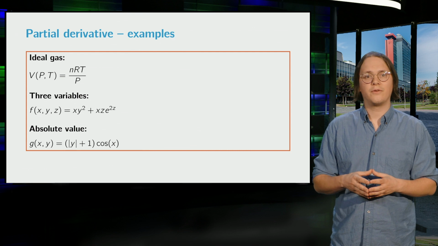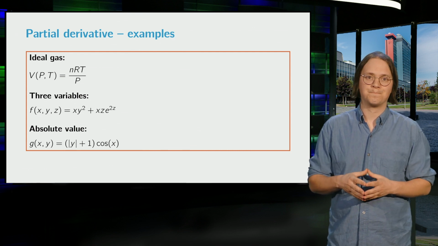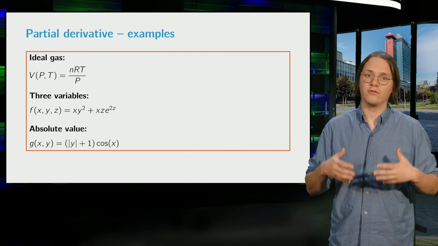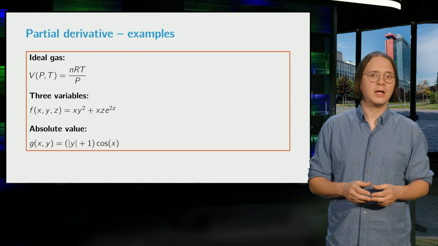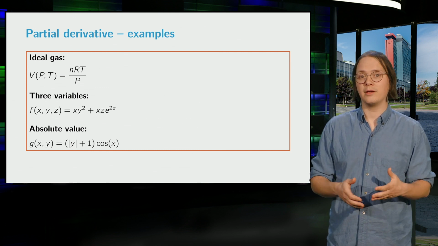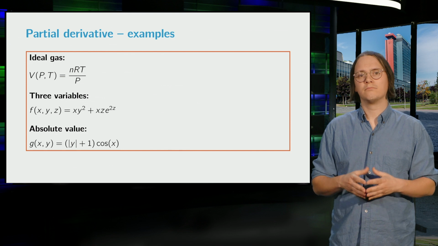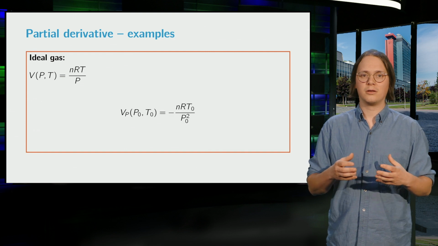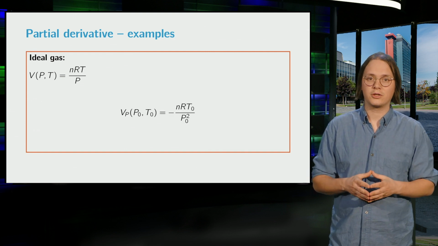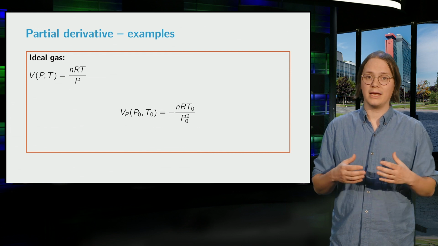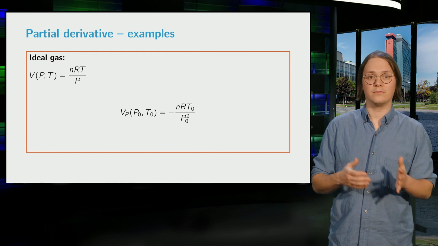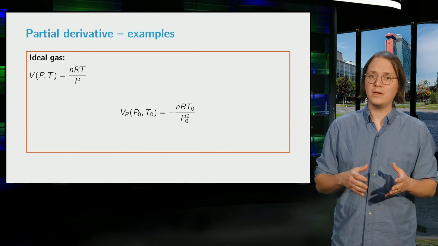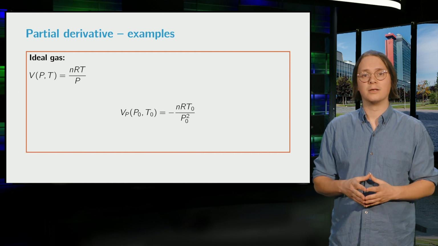First of all, we consider the function for the volume given by the ideal gas law. To take the partial derivative with respect to the pressure, we should consider the function obtained by plugging in some value T0 for temperature and then taking the derivative of the function so obtained with respect to P. Pause the video and give it a try before we consider the answer. Indeed, the partial derivative with respect to pressure at the point T0, P0 is given by negative n times r times T0 divided by P0 squared. This is simply because the derivative of 1 over P is given by negative 1 over P squared.